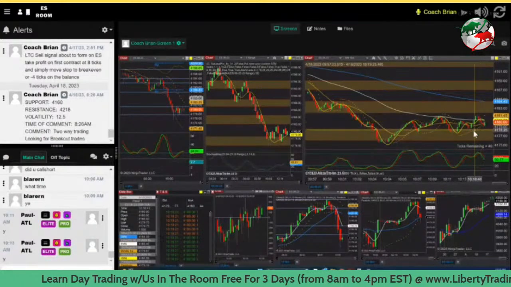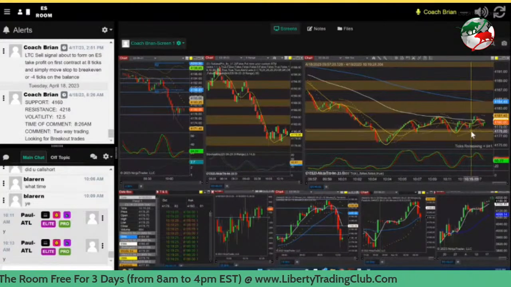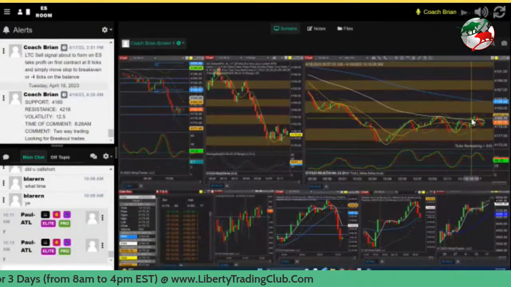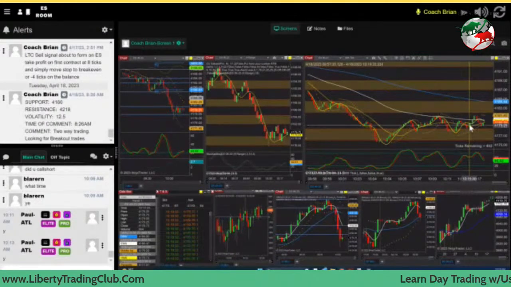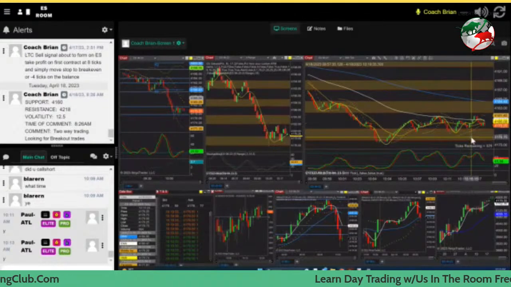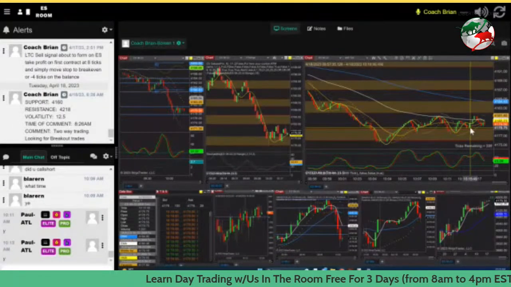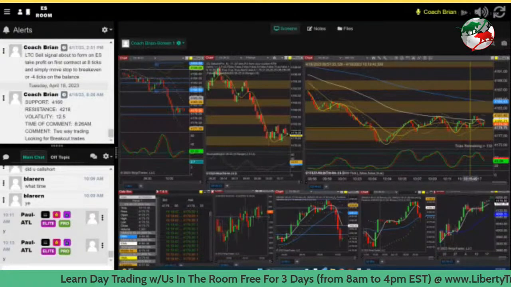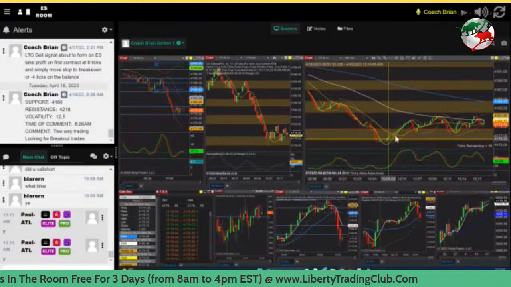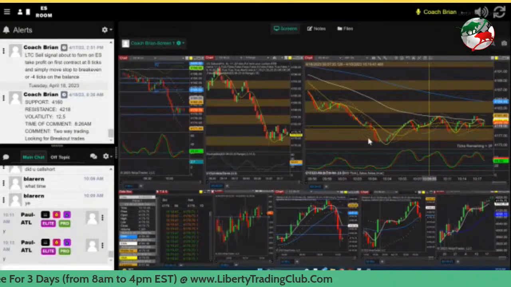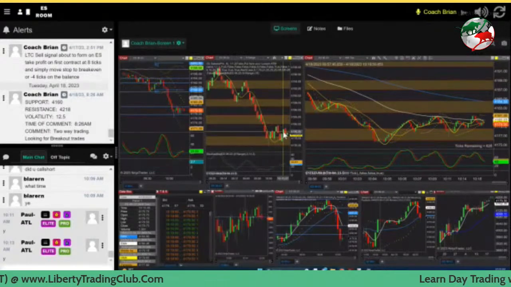I'd like to see it get out of this little range. That's what I'd like to see. And again, those that are scalping, you can use these zones pretty darn well to scalp yourself some trades. Not going to argue with that.